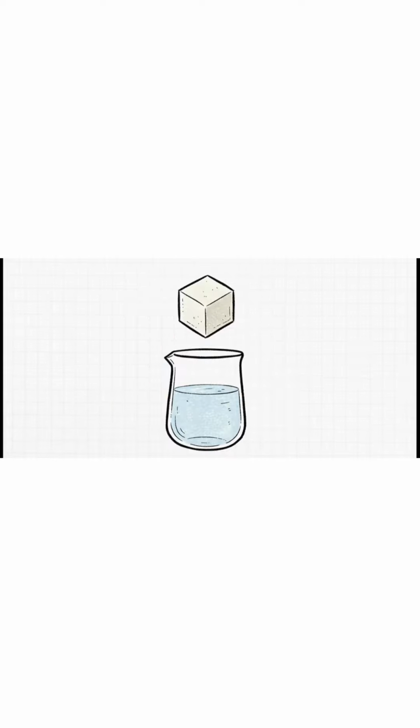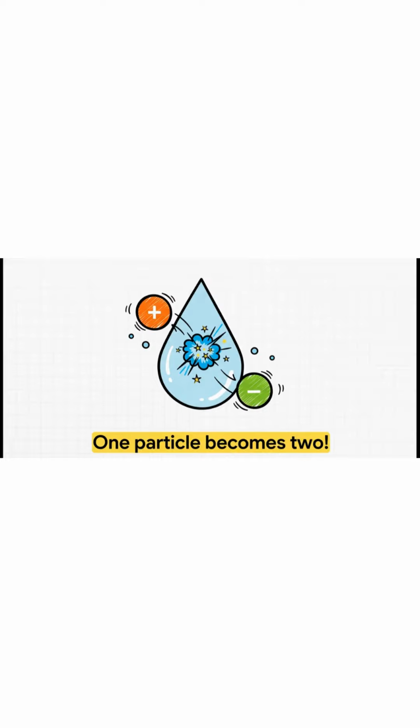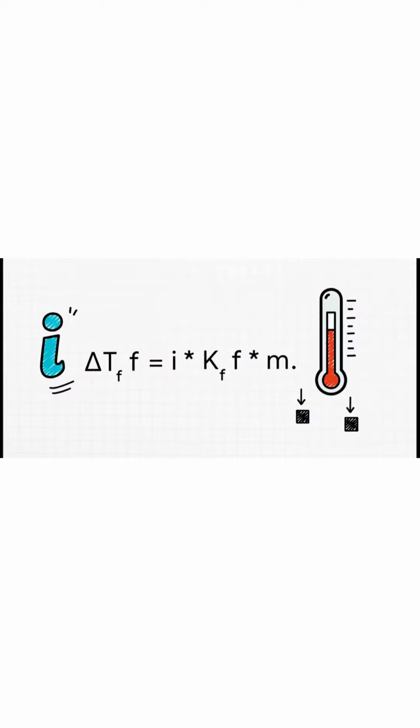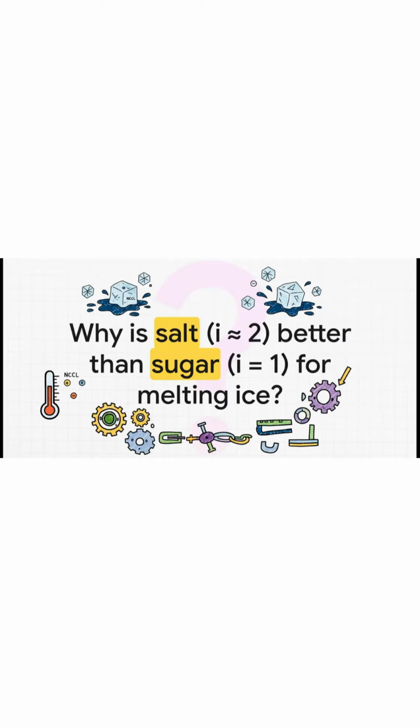So let's take good old table salt, NaCl. When you drop it in water, bam, it splits into two separate ions, one sodium and one chloride. So for salt, i is about 2. You get double the bang for your buck. We just stick that i right into our formulas, and it literally multiplies the effect. And that brings us back to the start. Salt is better than sugar because it gives you twice the particles.